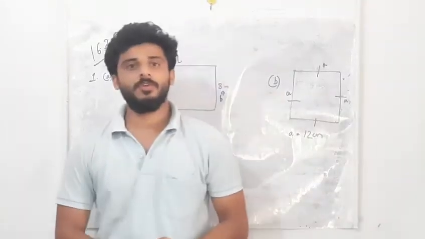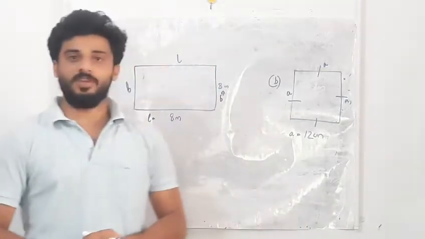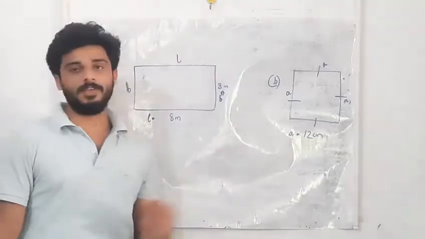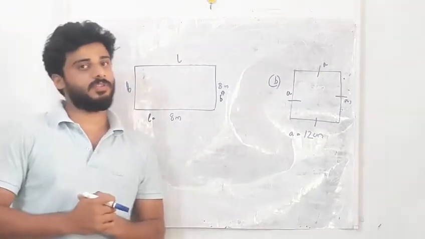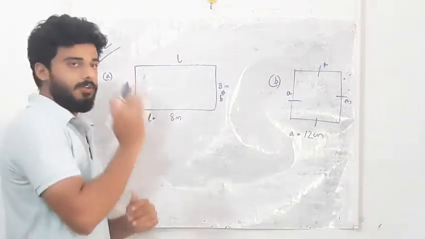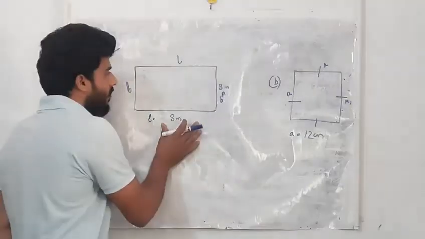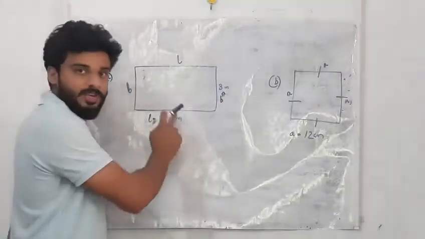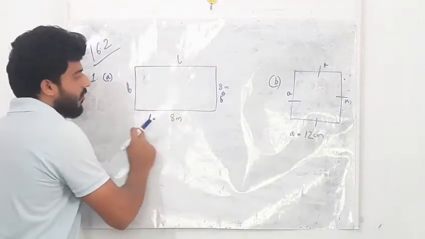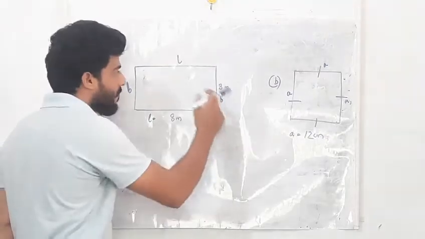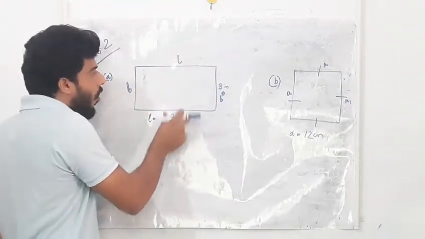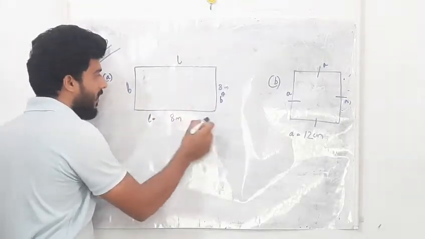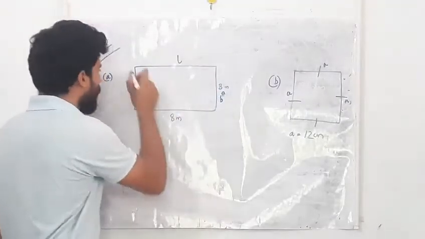Now we are going to the questions from exercise 16.2. This is the first question, and some figures are given. The question is to find the area of the shapes. This first figure is a rectangle. For a rectangle, the longest part is the length and the shortest part is the breadth, and the opposite sides will be equal.